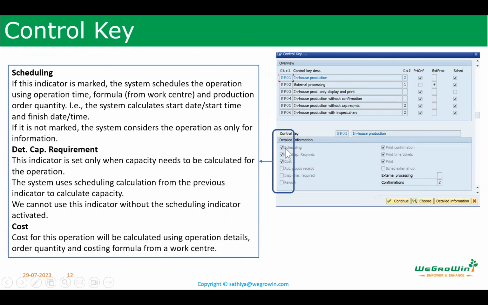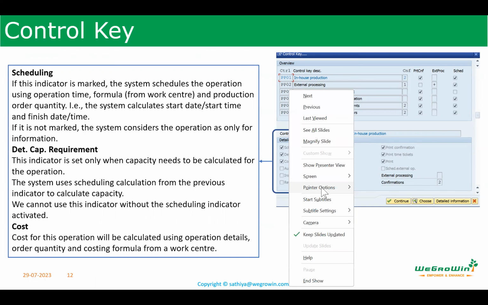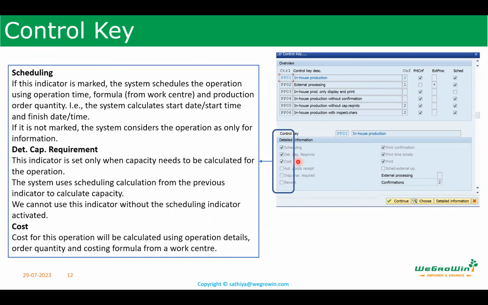So, for example, it is talking about scheduling, capacity requirements, and cost. It also covers automatic goods receipt, inspection required, whether rework is allowed or not, printing confirmation, print time tickets, print, and then schedule external operation, external processing, confirmation. Like this, various parameters are there. Now, first is called the scheduling. If this indicator is set, the system schedules the operation using the operation time and the production order quantity.